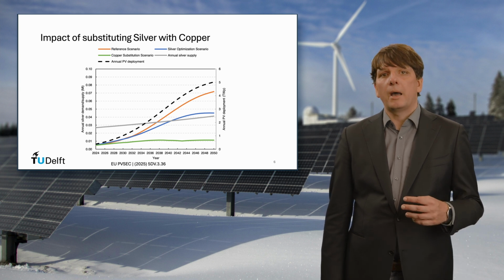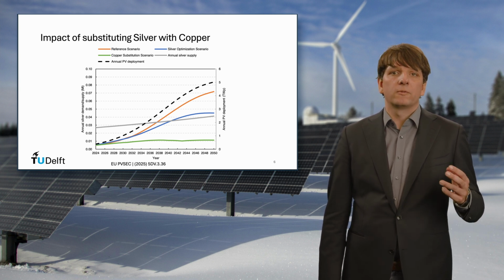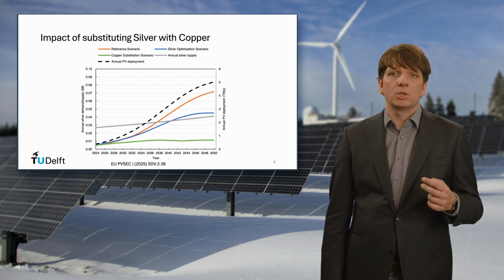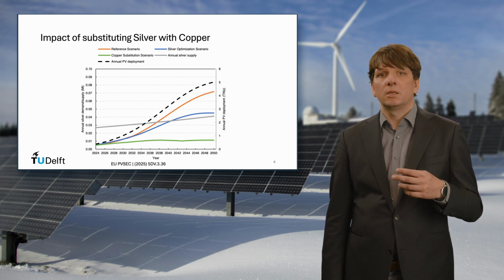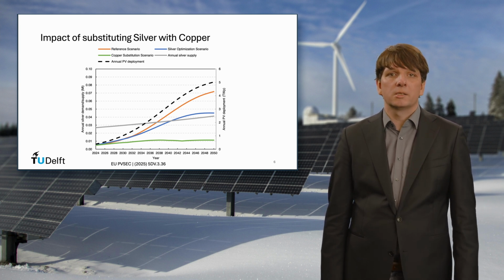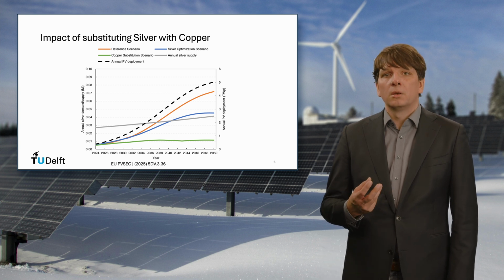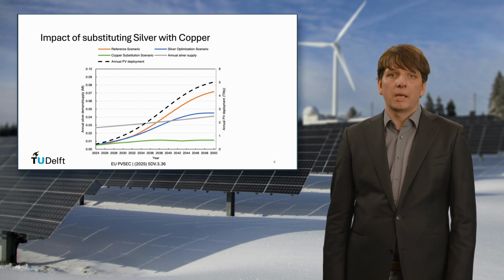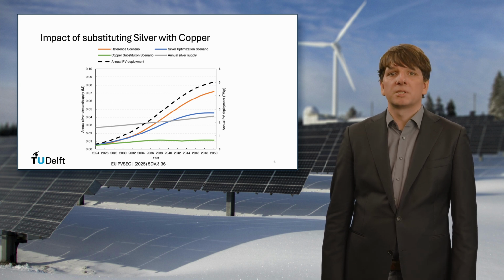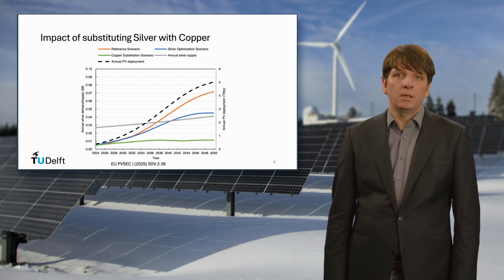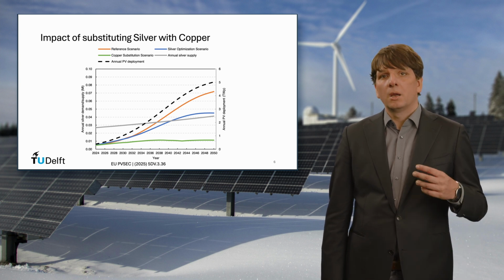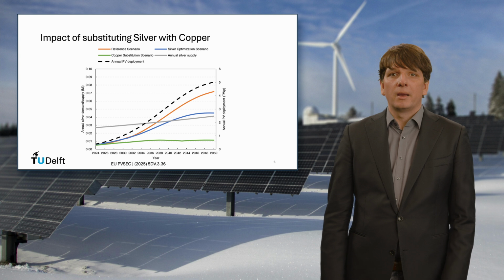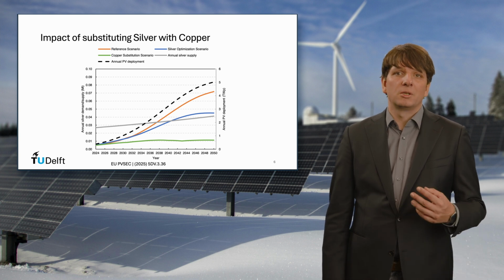The blue line shows what would happen with continuous optimization to PV and silver use along historical trends, while the green copper substitution scenario shows how PV-related silver demand could be kept stable while increasing production by a factor of 10. So that would be a solved problem and a success story for substitution.